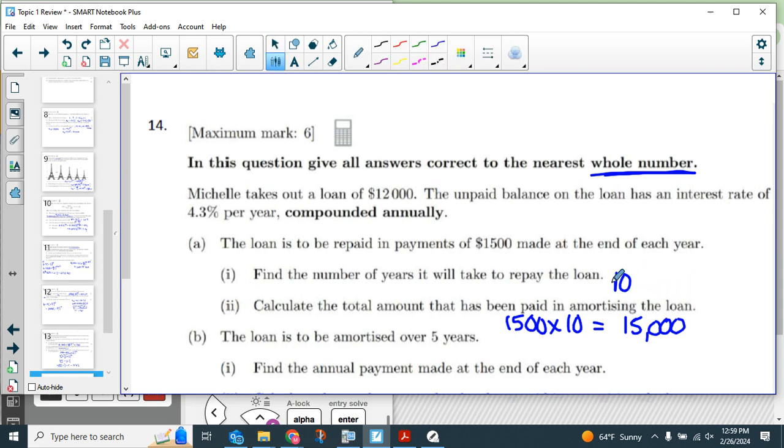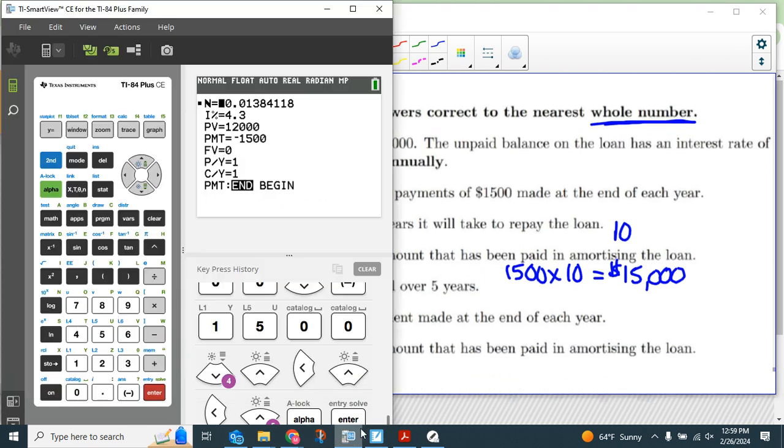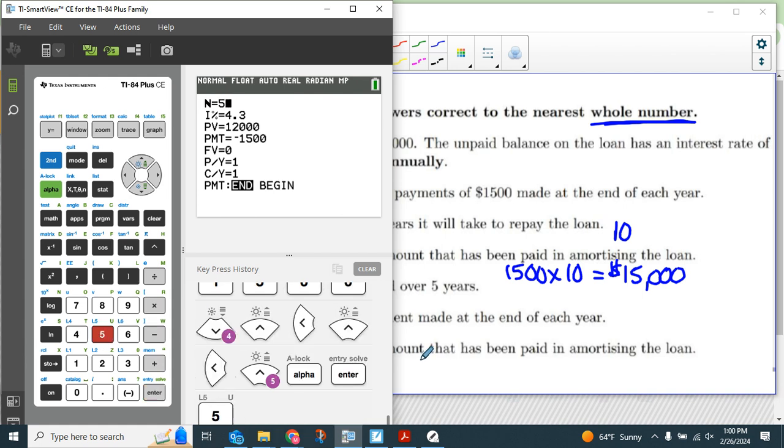All right, so $15,000. B, the loan is to be amortized over 5 years. Find the annual payment made at the end of each year. Okay, so we go back here. We now know that it has to be paid in 5 years. What we don't know is the new payment that she'll have to make at the end of each year. So we go down to payment and hit alpha enter there.